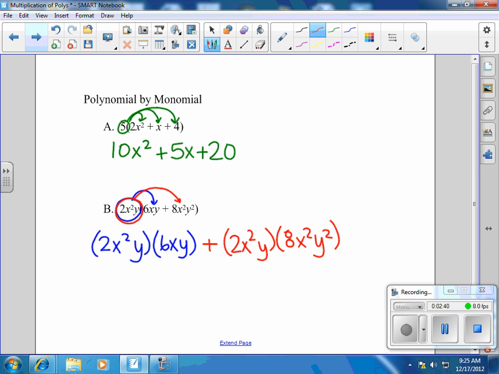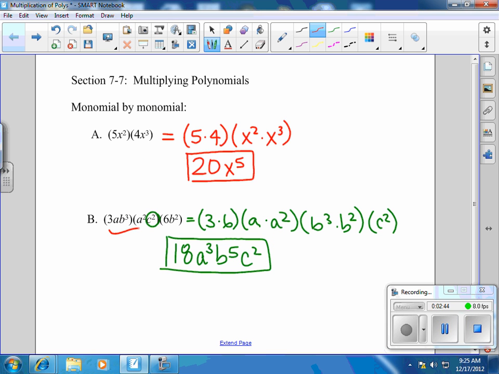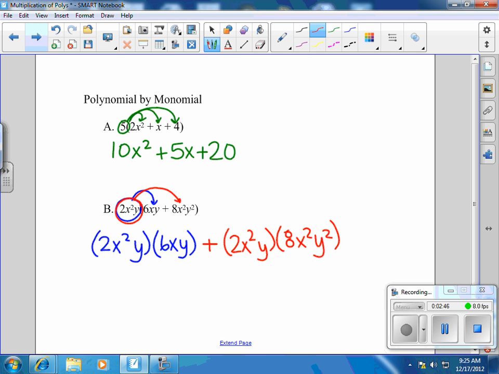And then we can treat these as totally different problems, very similar to these ones that we did here when we're multiplying stuff all together. So if you want, you can show some more work. But hopefully you've gotten the hang now that we're going to do 2 times 6, which is going to give me 12. X squared times x will give me x cubed. And then y times y gives me y squared.